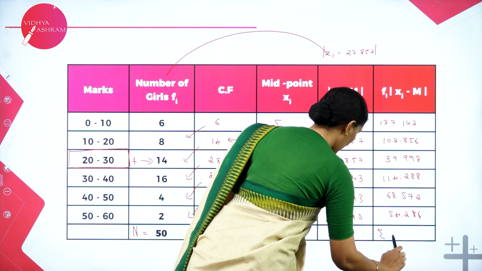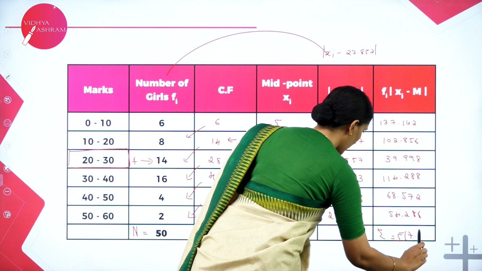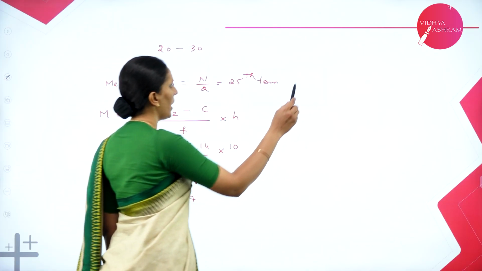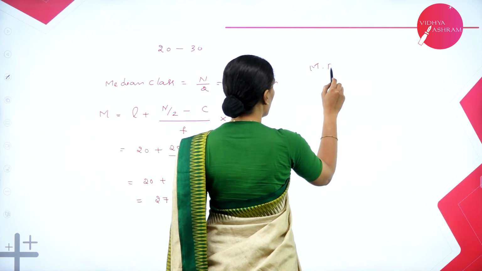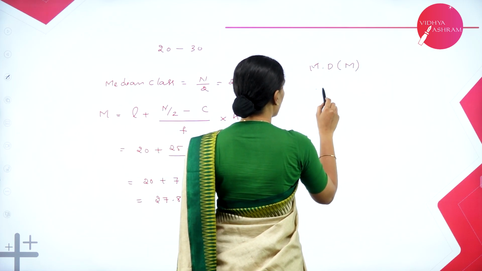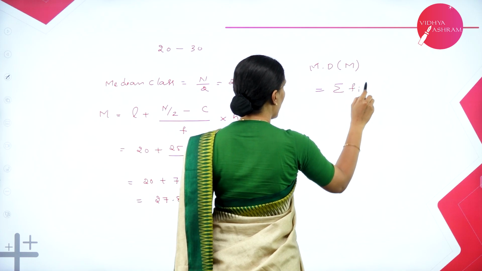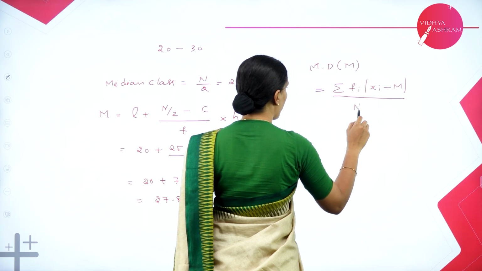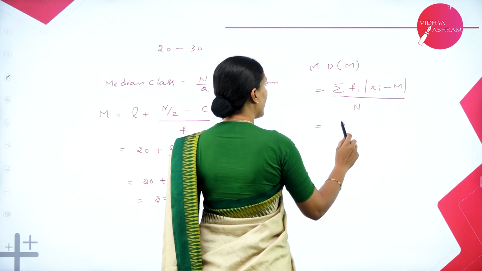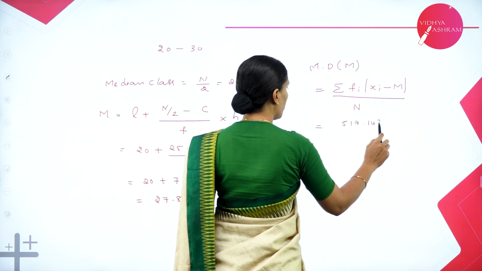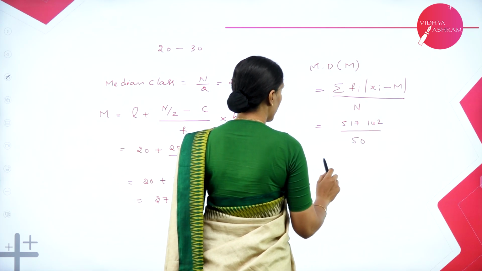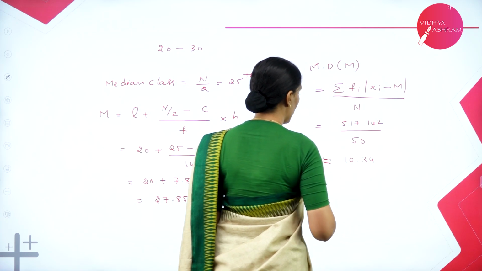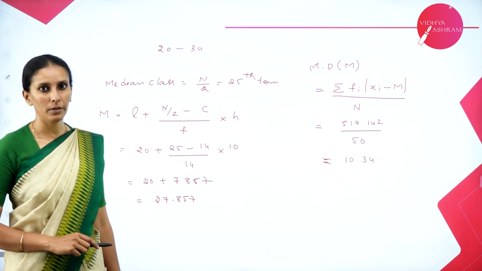We'll get the total as 517.142. Now once you got the summation, we can use the mean deviation formula with respect to median, that is summation Fi Xi minus M whole divided by n. This is equal to 517.142 whole divided by 50, so 10.34 approximately. So this is the value of the mean deviation.